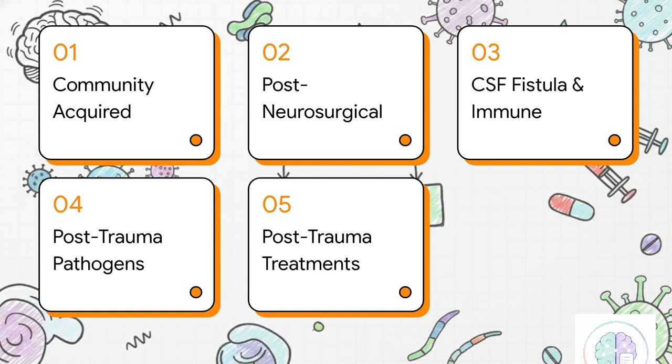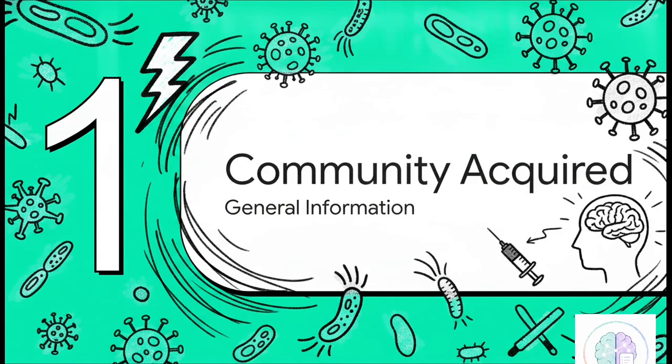All right, let's look at our roadmap. We've got 5 main stops: community-acquired meningitis, post-neurosurgical cases, vulnerable populations like those with CSF fistulas or who are immunocompromised, and then we'll wrap up with post-traumatic pathogens and their specific treatments. Let's get to it. Part 1.